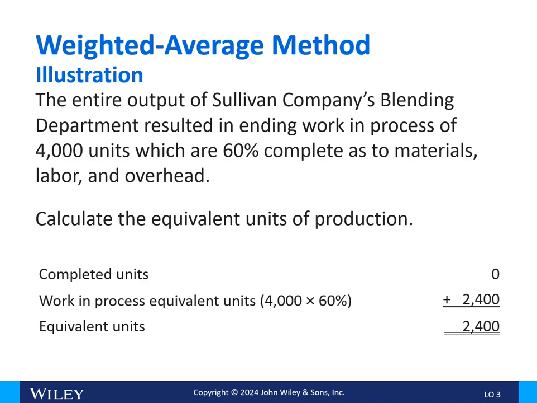So the entire output of Sullivan Company's blending department resulted in an ending work in process of 4,000 units, which are 60% complete as to materials, labor, and overhead. Calculate the equivalent units of production. So we had no completed units. We have 4,000 units, 60% complete, so 2,400 equivalent units.